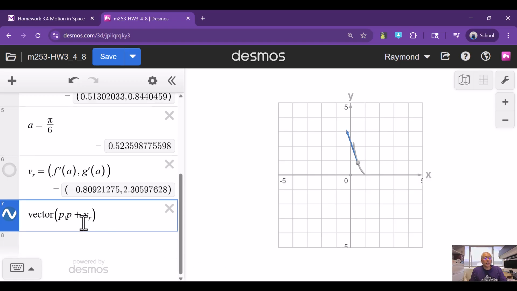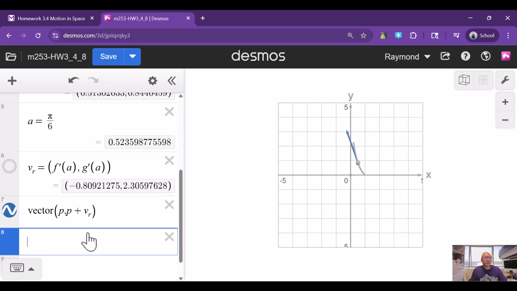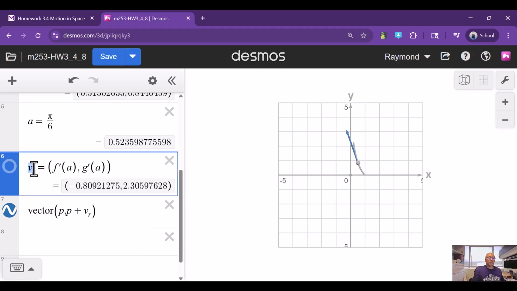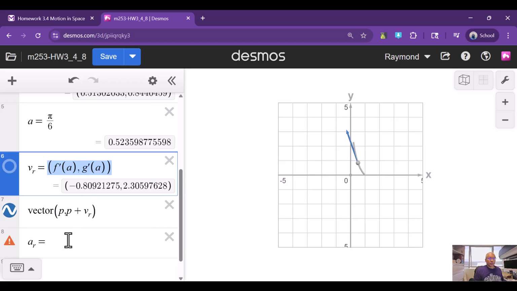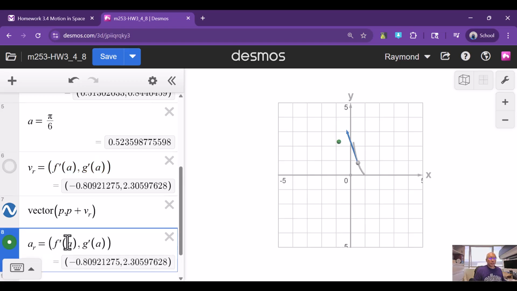All right, next is our acceleration vector. And just like I labeled this v sub r, I'm going to label the acceleration vector a sub r. And then that's going to be this thing, except instead of the first derivative, I will have the second derivative. So to get the second derivative, you hit the single quote twice, and then we have the second derivative.